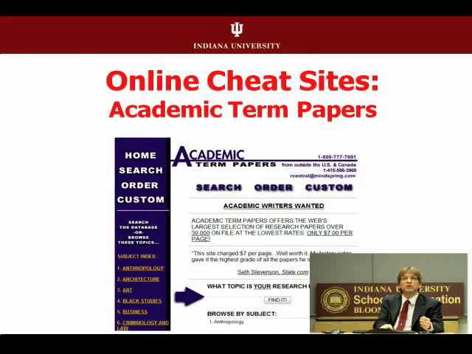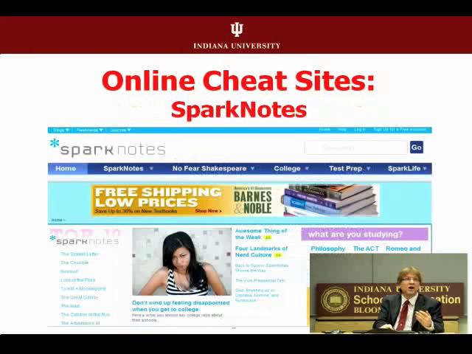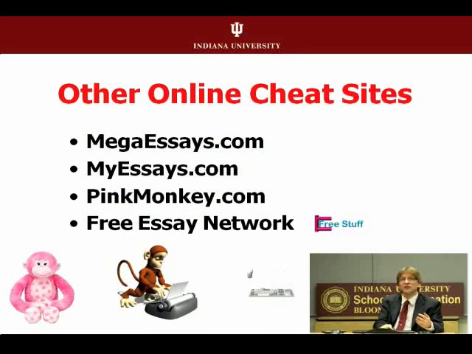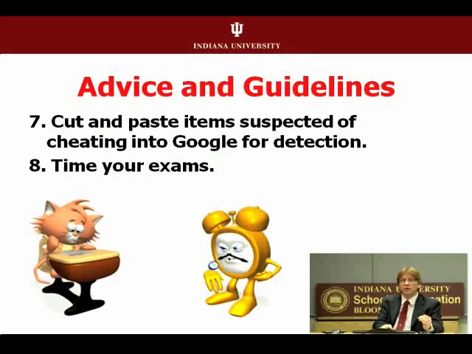Many websites allow plagiarism. Academictermpapers.com, students can buy papers. Take a look at Academic Term Papers, or The Cheating House, or Spark Notes, or otherpeoplespapers.com, researchpaper.com. You can find term papers and examples at Mega Essays, My Essays, Pink Monkey. You never have to use Cliff Notes again, it says at that website. Free Essay Network. All these free websites are getting people to, in effect, write papers for them in other countries around the world, whether it's the Philippines or someplace in Africa, and they make money on these, and then they sell their papers. Take a look at these websites.